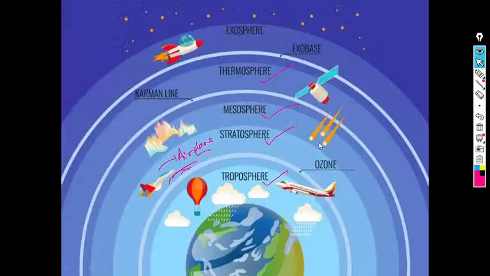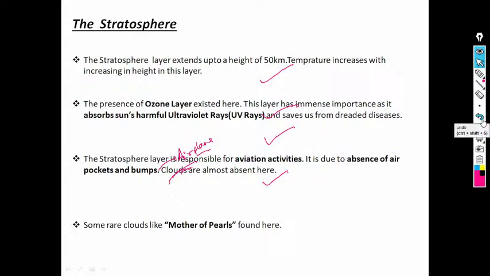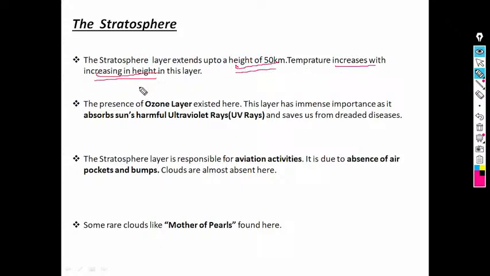If you see here, this is the reason: the clouds are absent there. Let us know in detail. The stratosphere extends up to a height of 50 km. Temperature increases with increase in height in this layer.